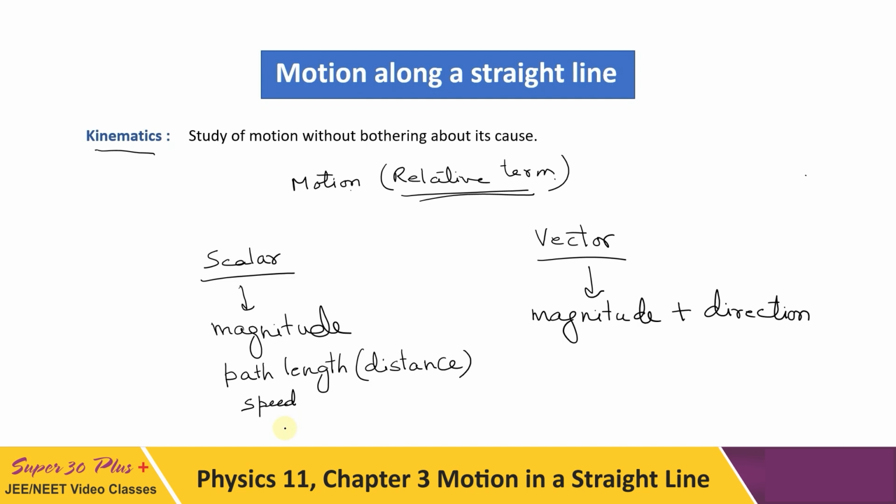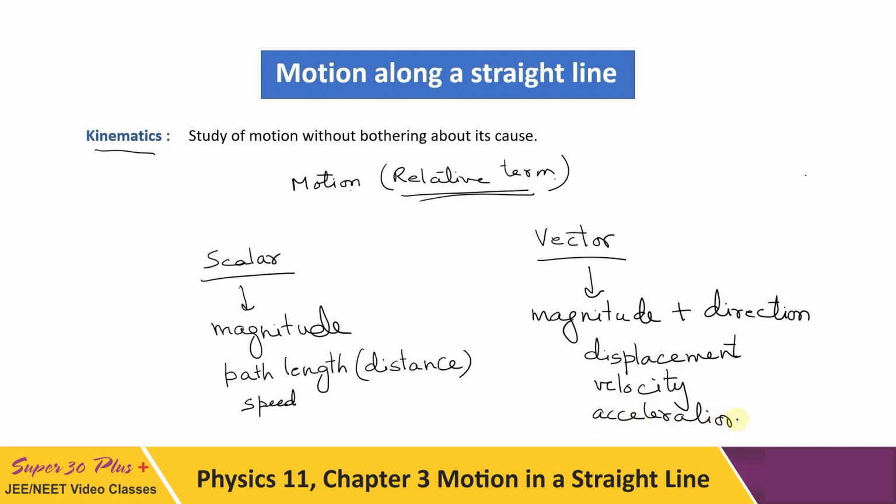Next come to the vector quantities. The path length is there in scalar and the corresponding vector term is displacement. Displacement is something for which direction is also needed. It has nothing to do with the path length. And the corresponding term for speed in vector is velocity. So velocity is when speed is associated with a direction, then it is called velocity. One more term is there which is acceleration. This also necessarily is a vector quantity.